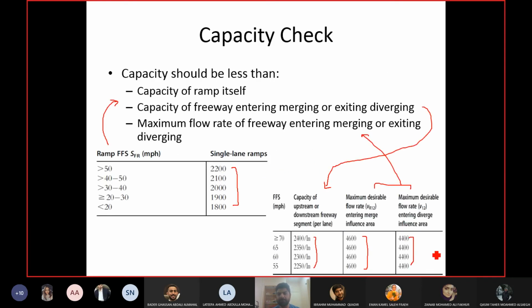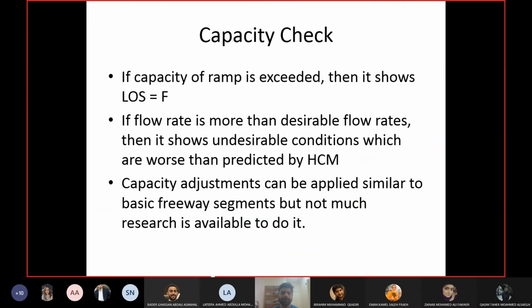Okay, so these desirable flow rates are considered to be within the range of your analysis. If something happens beyond these values, then obviously we can still calculate the level of service and we will calculate, but the reliability of your analysis will be less. The reliability of your analysis will be less. Okay.